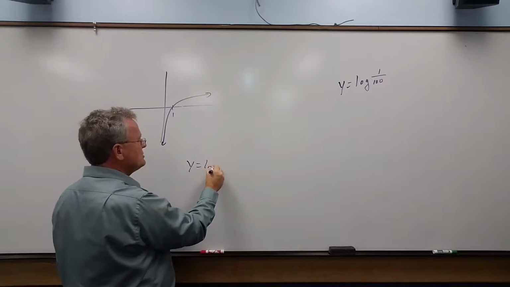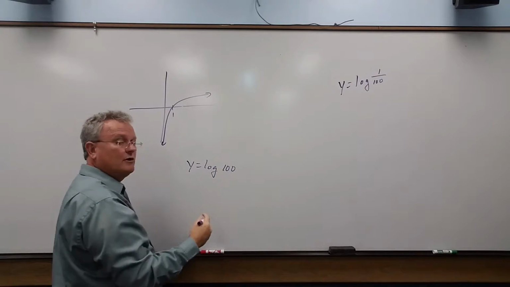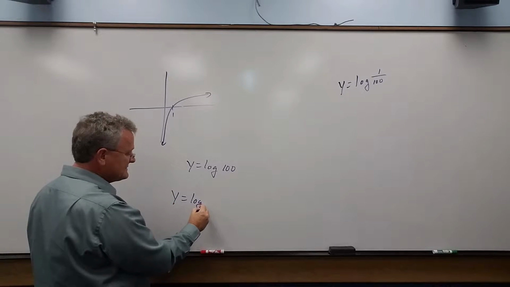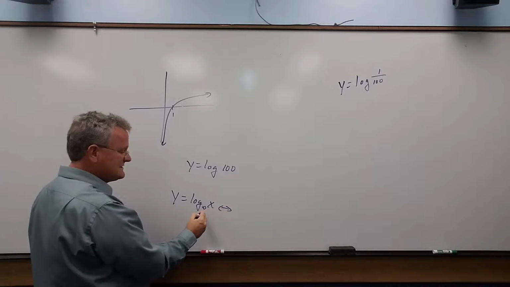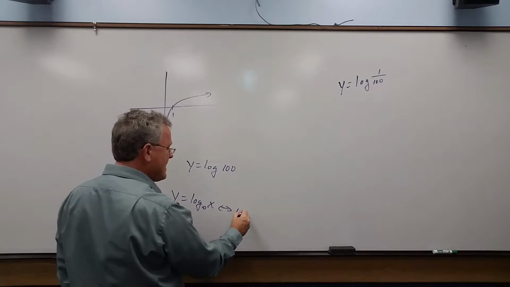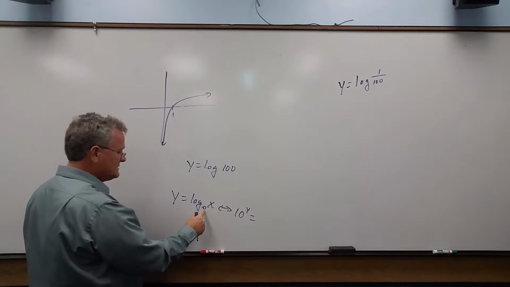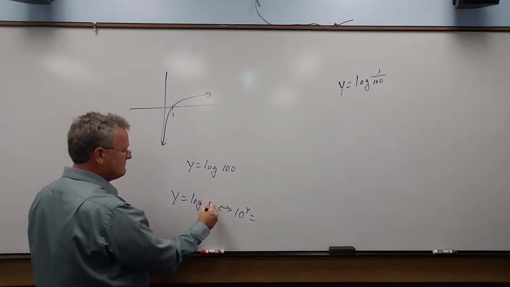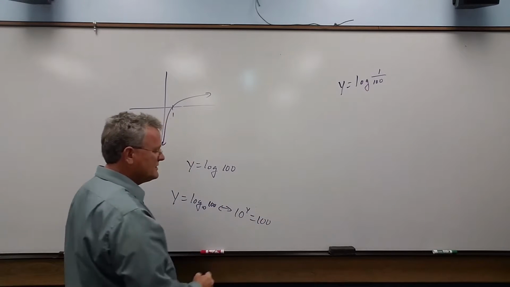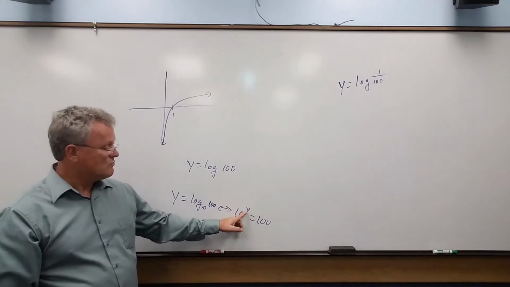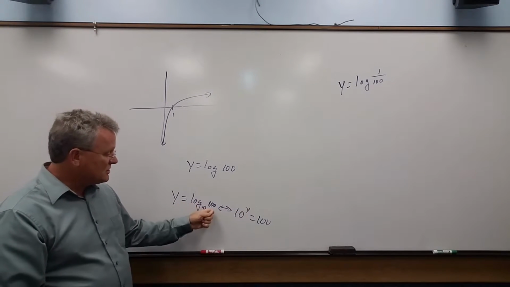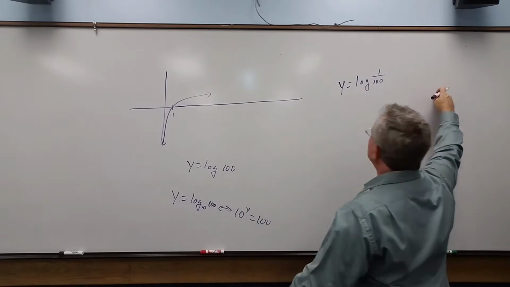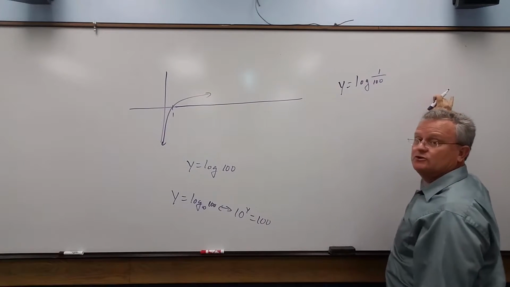So let's, for example, look at the log of 100. We go back to the definition. Y equals the log base a, in this case 10, of x. This is the same thing as solving 10 raised to what power equals 100. 10 raised to the power of y is 100. Well, the solution to this is 2. Why? 10 squared is 100. So the log of 100 is 2. In other words, when x is way out at 100, our graph is only up at 2.